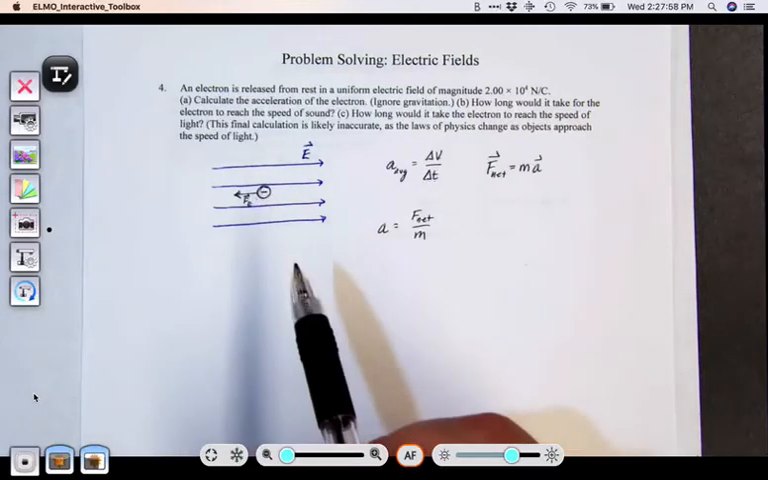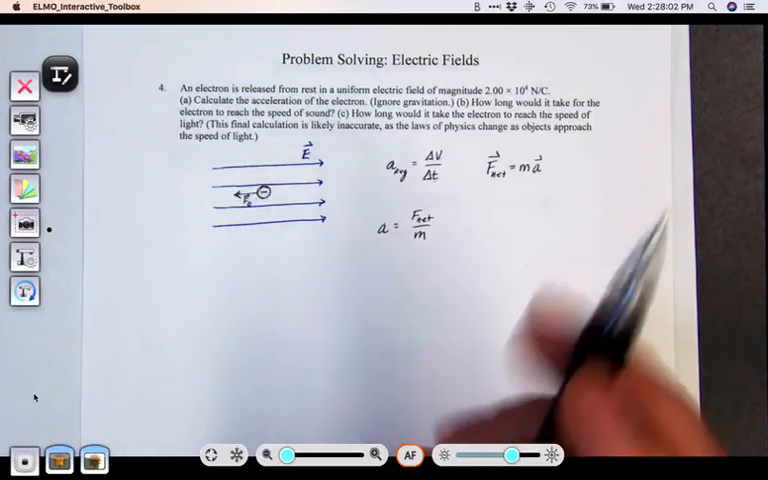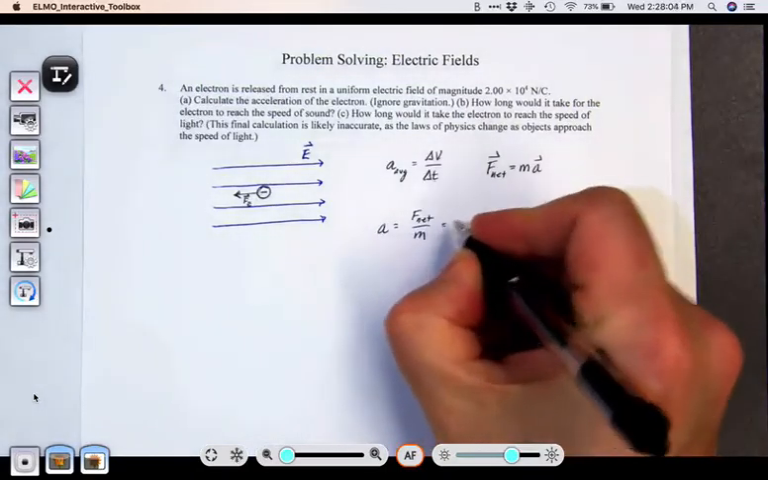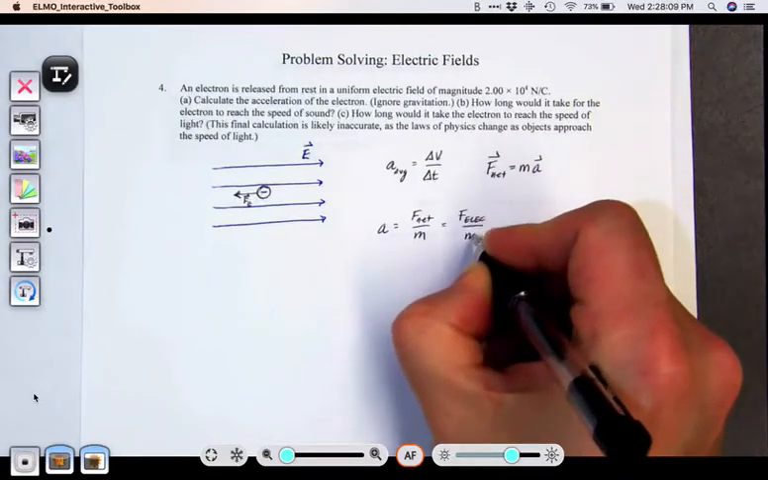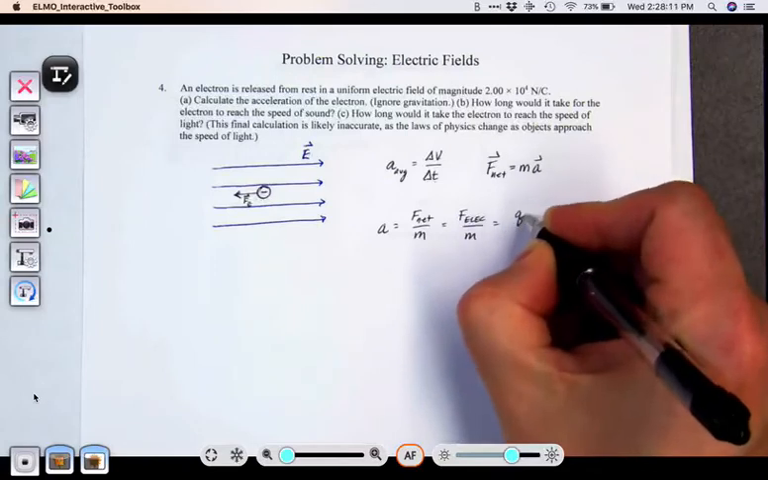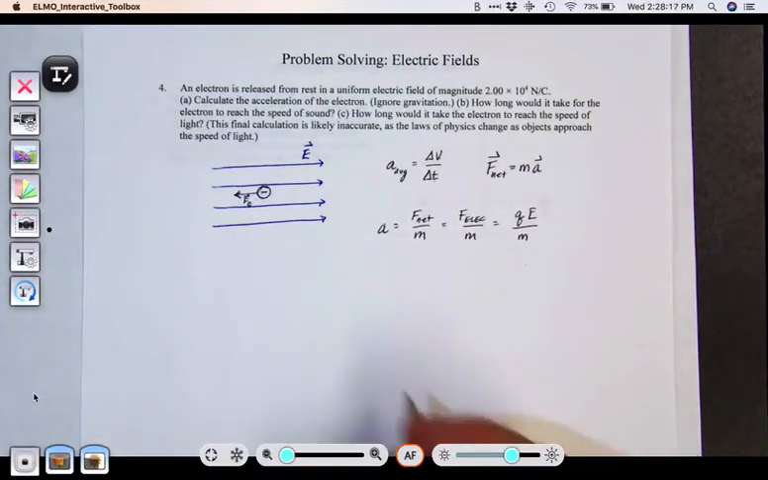That's it then, the electric force on here. There's no other objects in this system to exert a force on that electron. So that means the acceleration is actually the electrical force divided by the mass. And we saw previously you can rewrite the electrical force as the charge times the strength of the electric field. And again, that's divided by the mass.